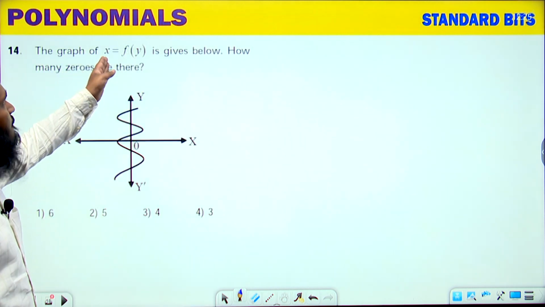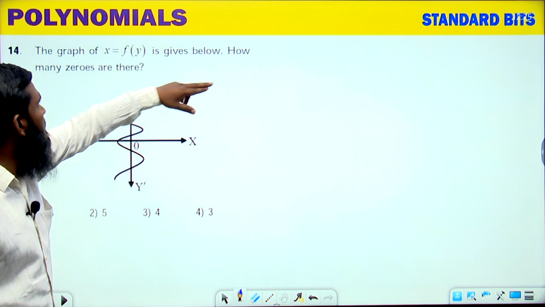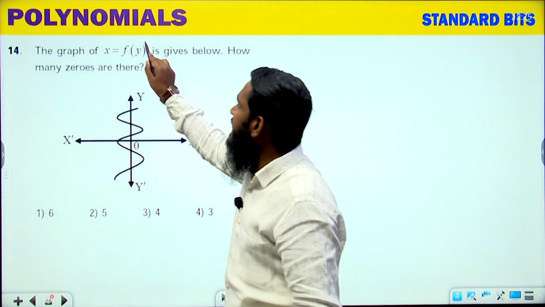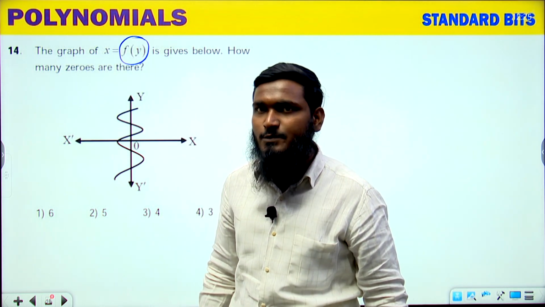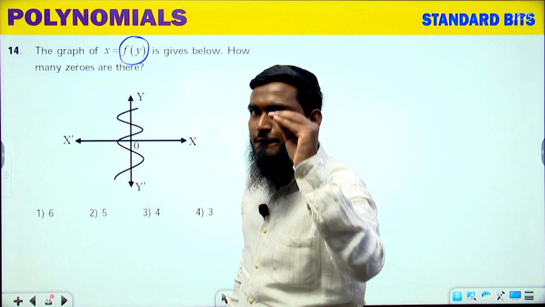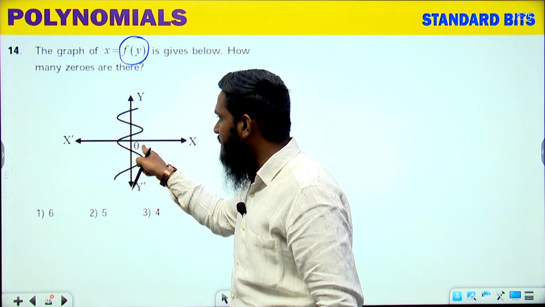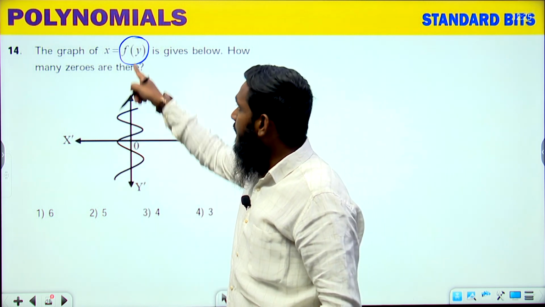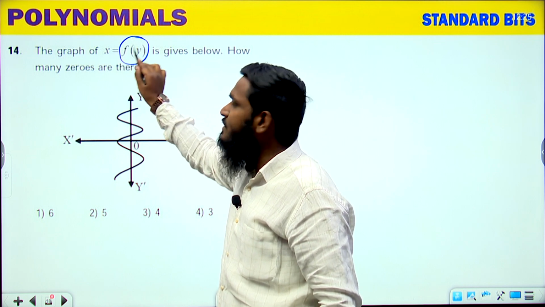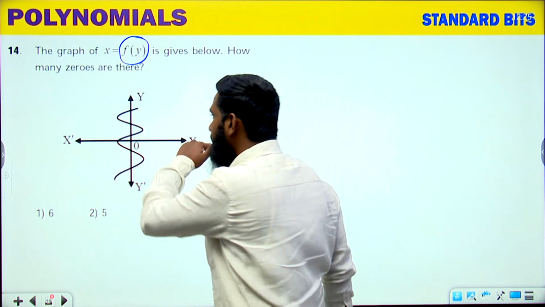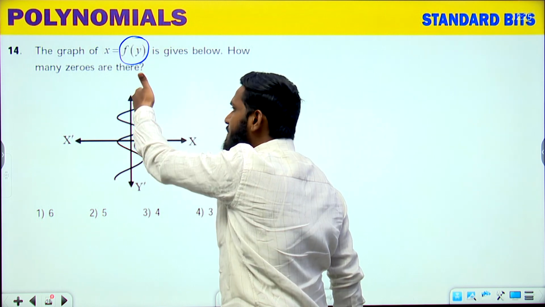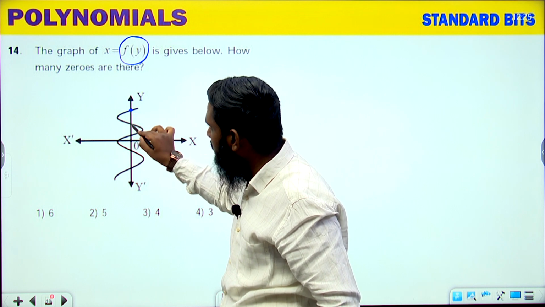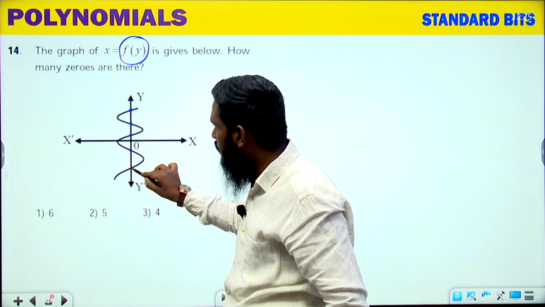Now next question: the graph of x is equal to f of y is given below. How many zeros are there? Now this is a very simple question we are having over here, listen carefully. As f of y is given, the y axis has been given over here. We have to check this graph, this curve we are having, at how many points it is touching the y axis. If y is equal to f of x is given, we have to check the x axis. If f of y is given, we have to check the y axis. So if you are checking the y axis over here, it is touching at 1, 2, 3, 4, 5.